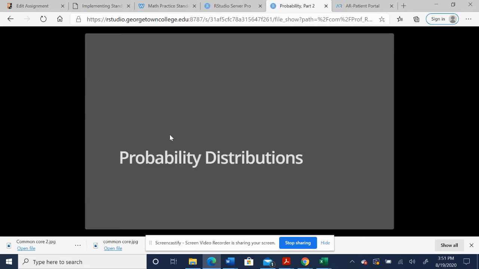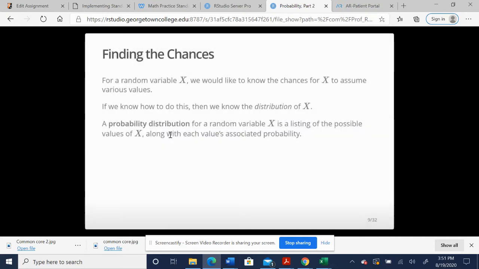Okay, so let's take that knowledge now and expand that a little further into something that we call a probability distribution. First of all, for any random variable, we would like to know the chances for X to assume various values. If we know how to do that, then we know how the distribution of those outcomes is going to look.